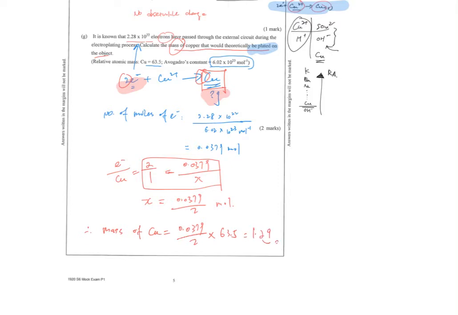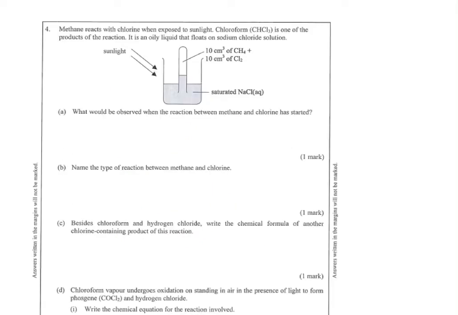Okay, now go to question 4. This question is quite strange, because you didn't see a similar question in the past papers. We have methane with chlorine in sunlight. So you can see sunlight, methane and chlorine. Actually this reaction is a substitution. Just remember, it's a free radical substitution.